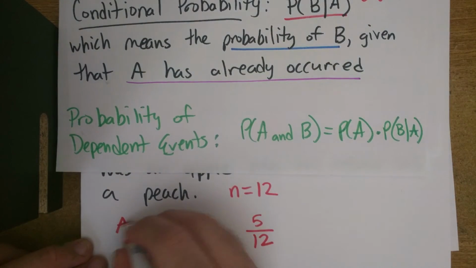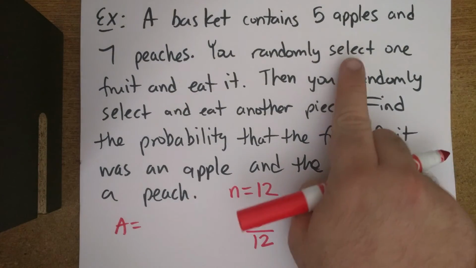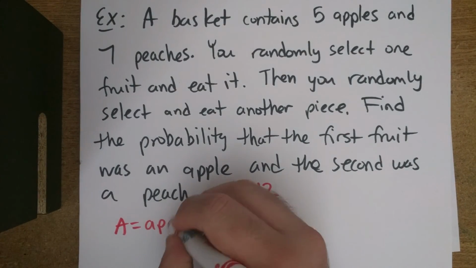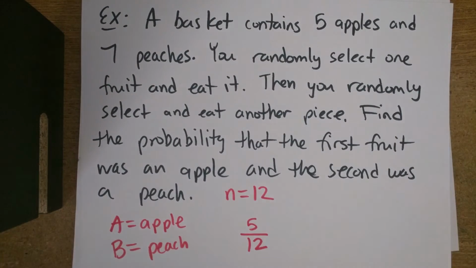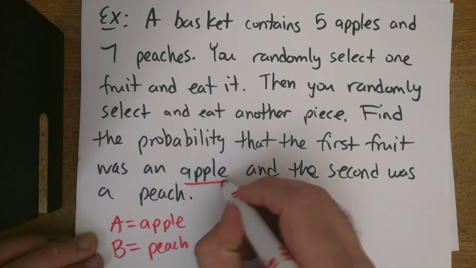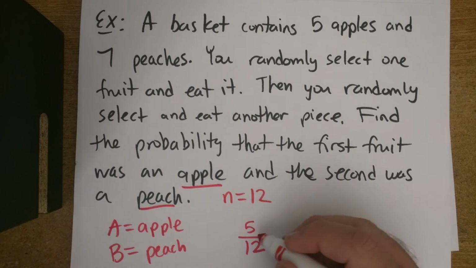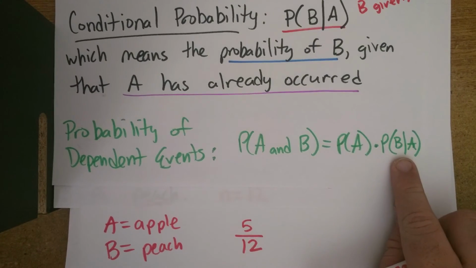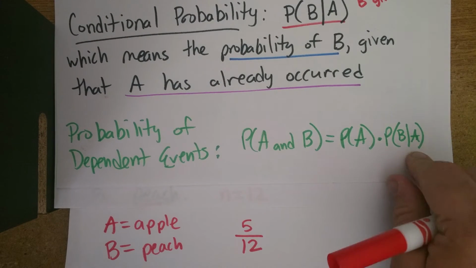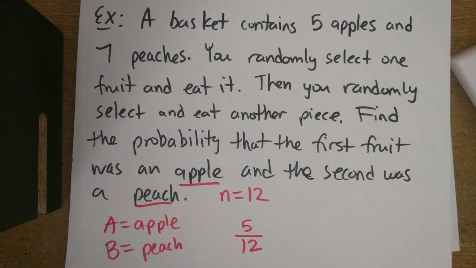I guess you could say, in this problem, capital A stands for the event apple, and the other event is peach, because that's what we're trying to find right here. Apple and peach. Apple first, then peach. So the probability of apple is 5/12. Then the second part of the formula has us find the probability of B given that A has already occurred. And so we're assuming that this 5/12 probability has already happened.